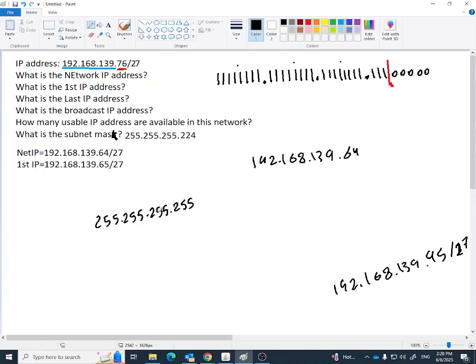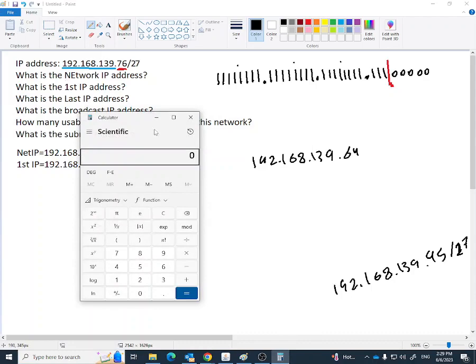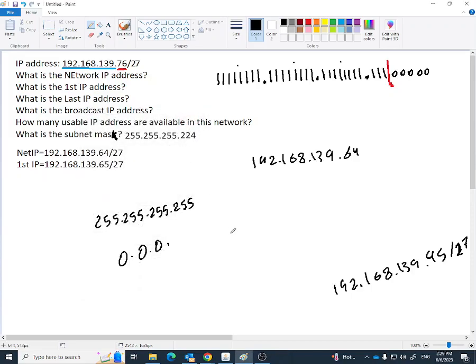This is going to produce what we call the wildcard. So 255 minus 255, that will make it 0. 255 minus 255, that will make it 0. 255 minus 255, that will make another 0. 255 minus 224, that should be 31. But again, calculator, just to be 100% sure, 255 minus 224, and that's 31. And here we go, 31.